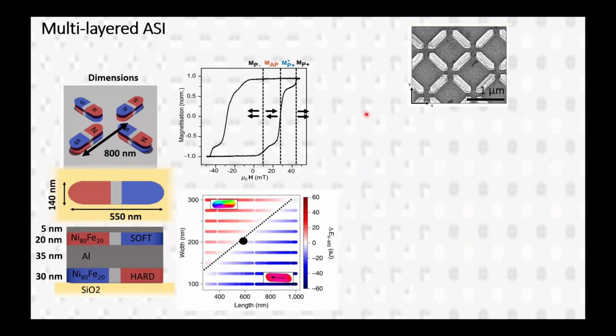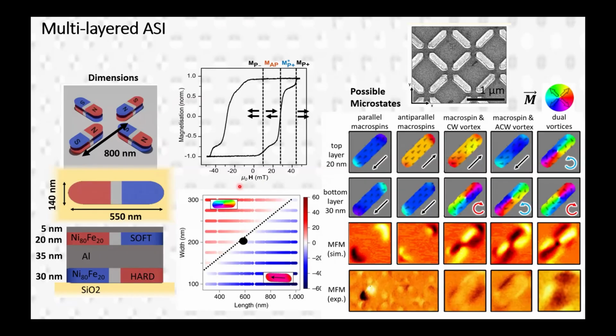One other thing we can do is, by making the islands wider, we can achieve a bistability between the macrospin state and the vortex state. So by increasing the number of layers and the width of the islands, we massively increase the possible microstates in this system. The more states you have in your system, the more effective it can be used in, say, reservoir computing, which I'll talk a little bit about later.